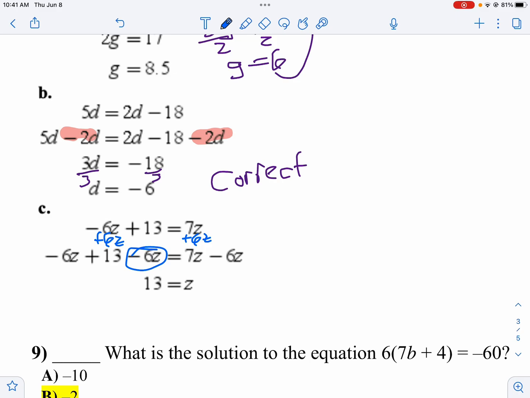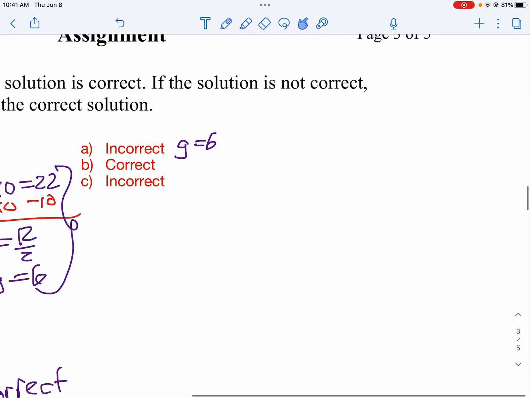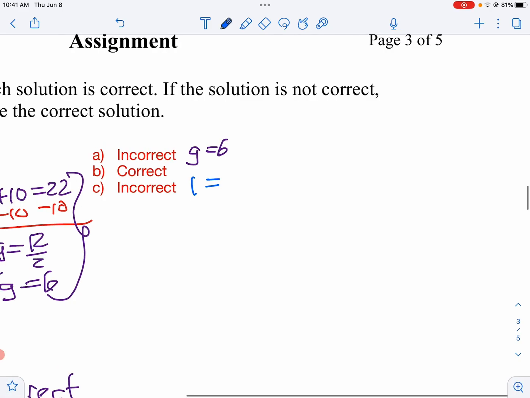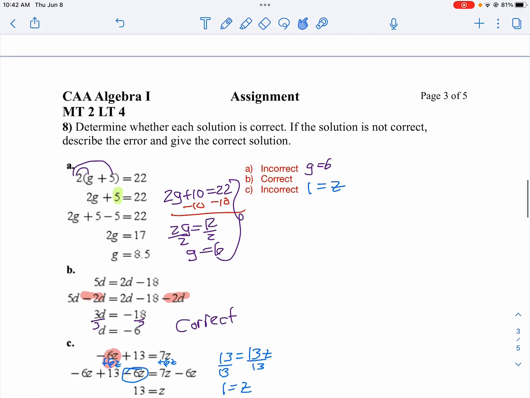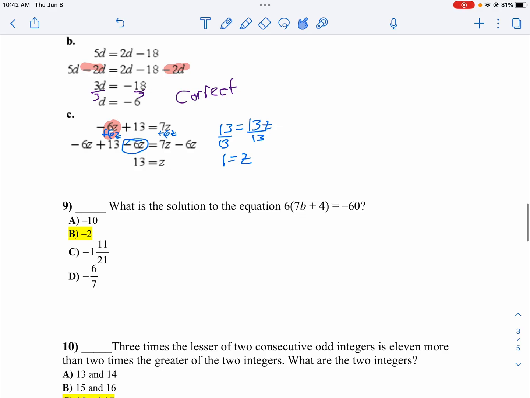We know negative 6Z plus 6Z, they cancel. So I get 13 equals 13Z. Divide both sides by 13. 1 equals Z. So that answer is also incorrect, and Z should equal 1. Once again, make sure you show your work. If you don't show your work, you're not going to get any points, like on the test.